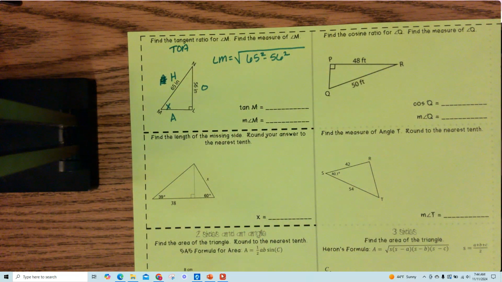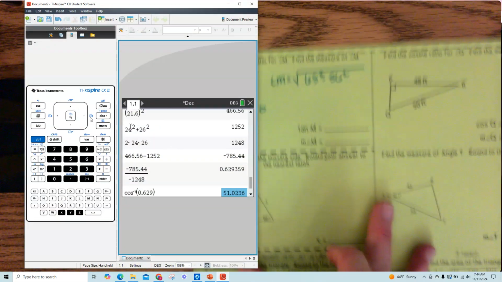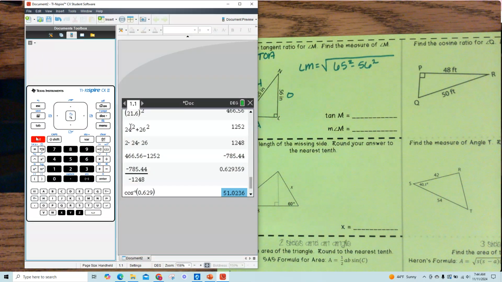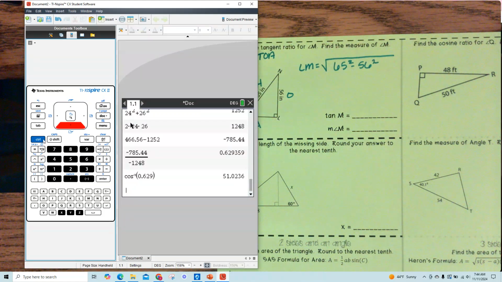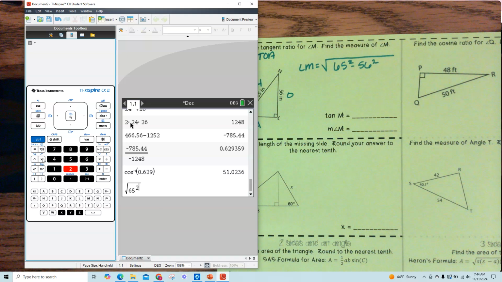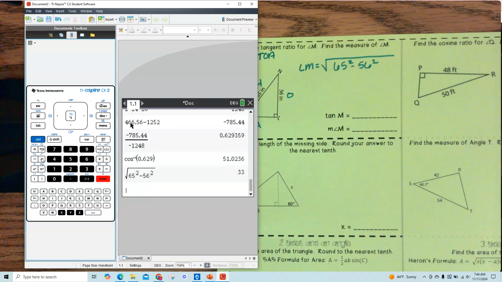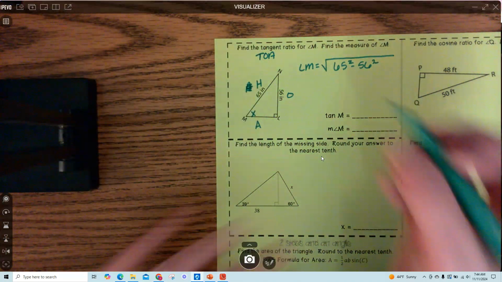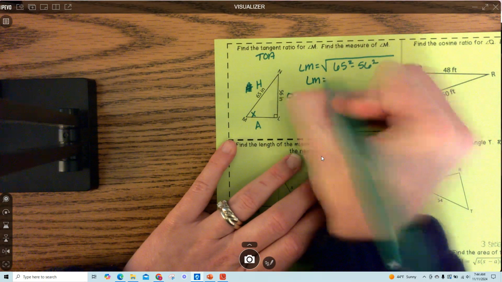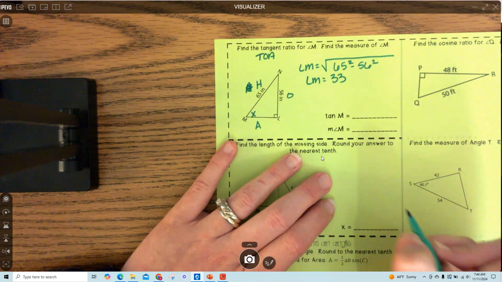So let's do that in the calculator. So it's just Pythagorean theorem. We have to use that first before we can do anything else because we need the missing side. All right, try that again. So 65 squared minus 56 squared gives me 33. So LM, which is the adjacent side, is 33.